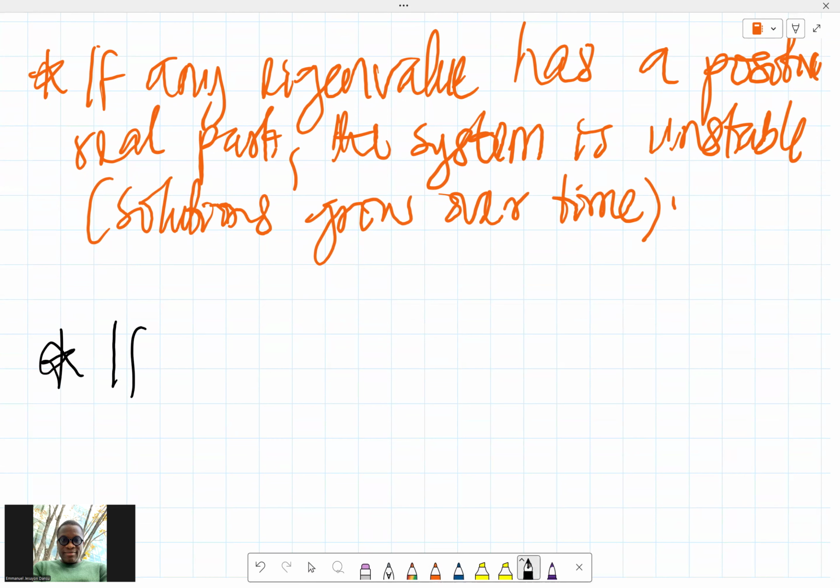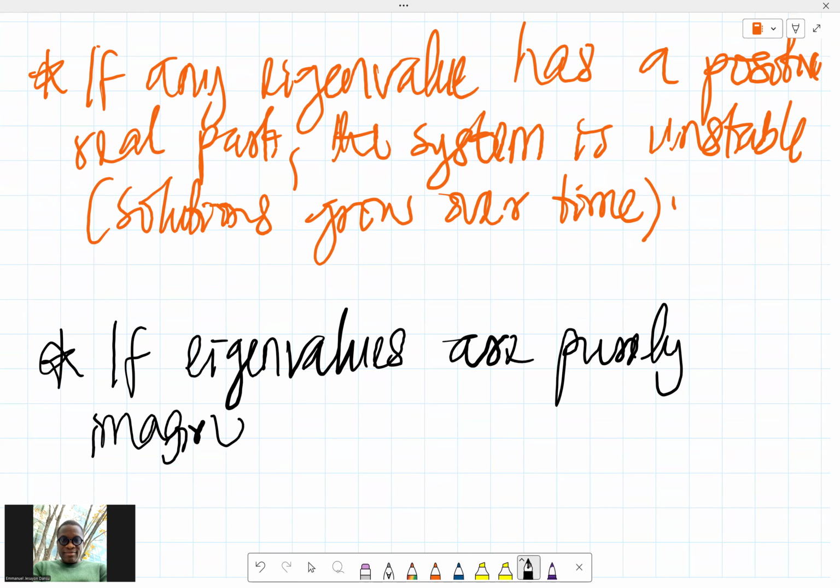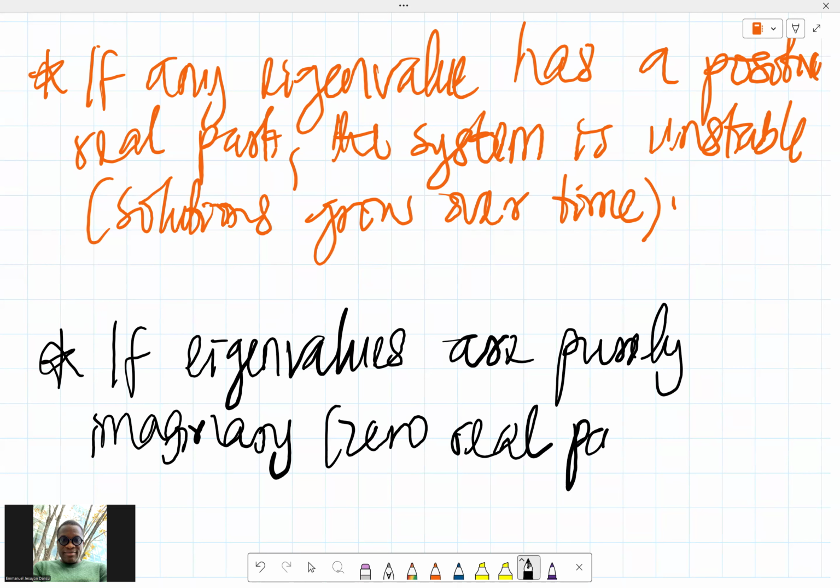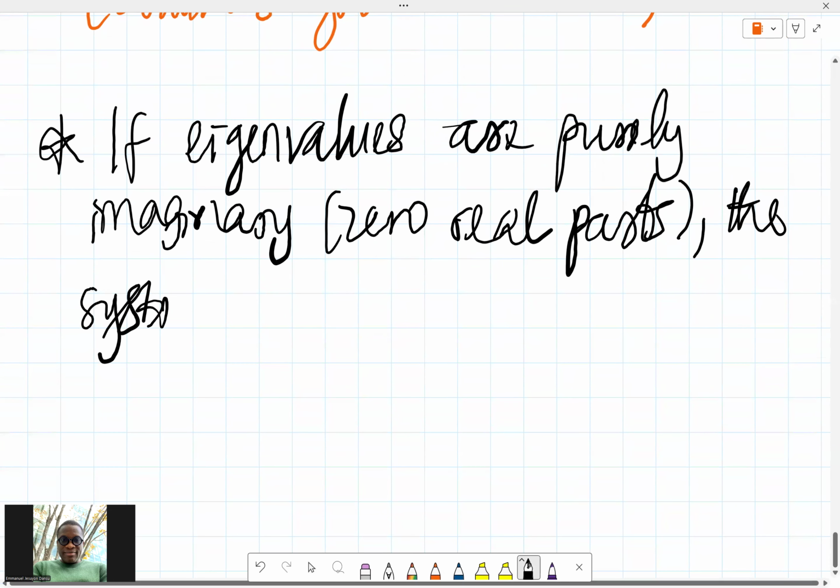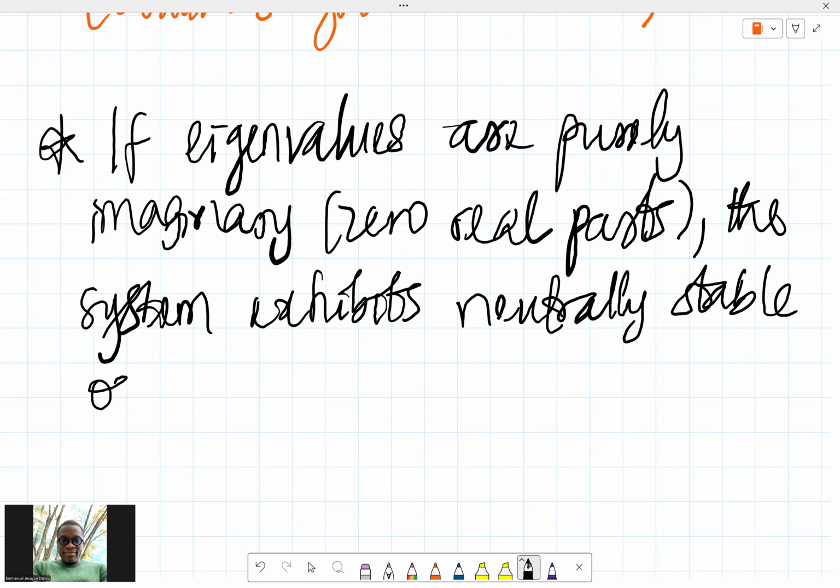Then we have the third situation. If eigenvalues are purely imaginary, that means we don't have any real parts, we have only imaginary parts, so zero real parts. The system exhibits neutrally stable oscillations.